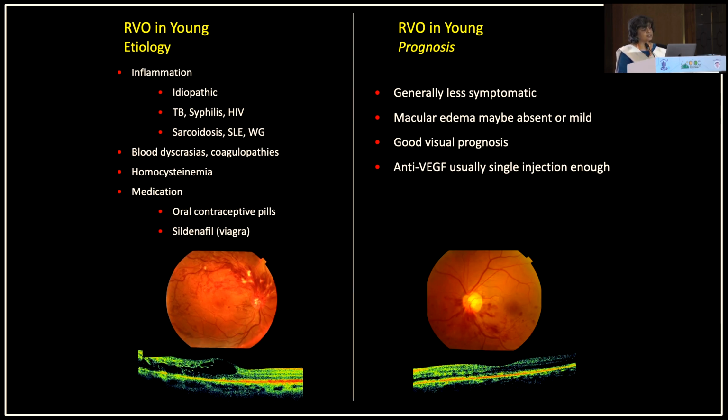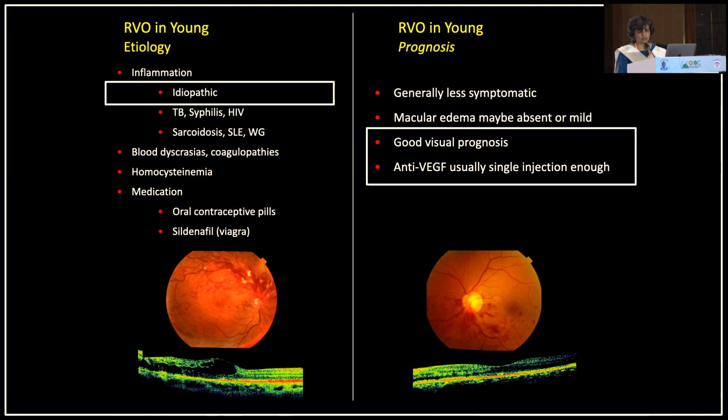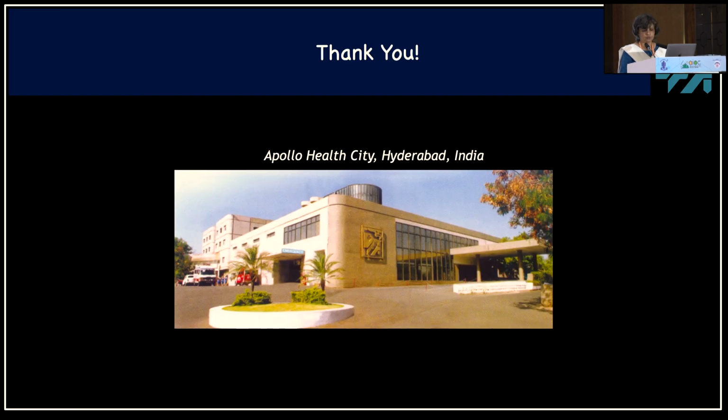And lastly, in the young, inflammation is usually the cause, which is mostly idiopathic, and the prognosis remains good. Many of them do not need an injection even, or a single injection generally suffices without requirement for repeat injections. Thank you.